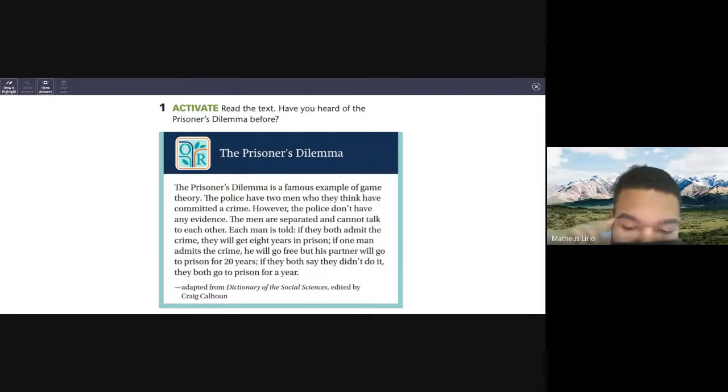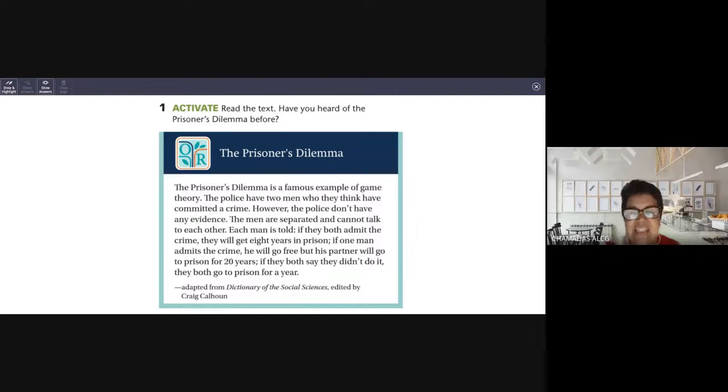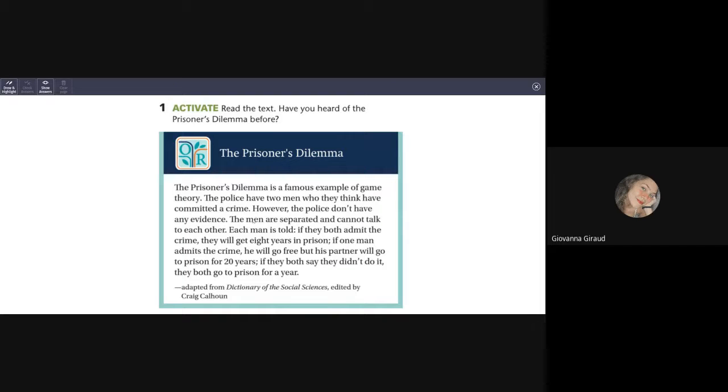For example, if none of them take the fault, they both go to prison. But the police don't have any evidence, right? So the police have two men who they think have committed a crime. They just think.